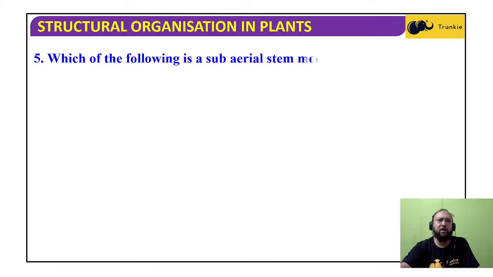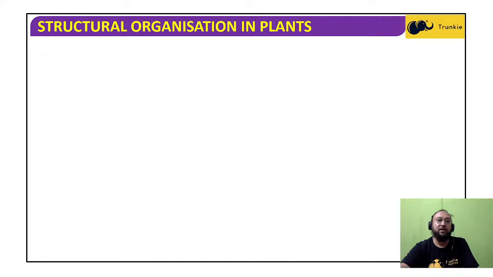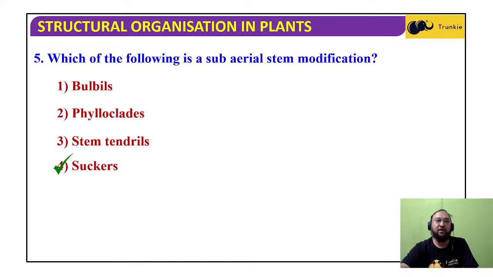Now, which of the following is a subaerial modification? Bulbous, phylloclades, stem tendril, or sucker? It is sucker. I told you, sucker. Why sucker? Because it grows horizontally and then comes out of the soil. From just a little below the base of the stem, it will grow horizontally or laterally, and then grow obliquely and come out of the soil, and then they grow into a plant. This also helps in vegetative propagation, and this is called suckers.